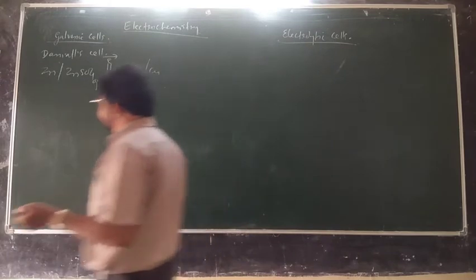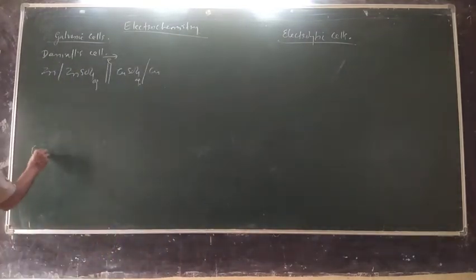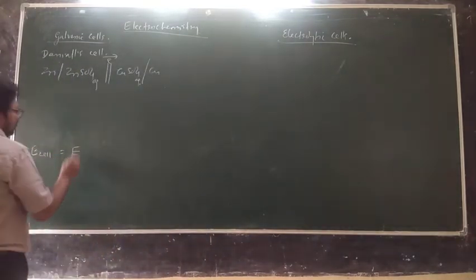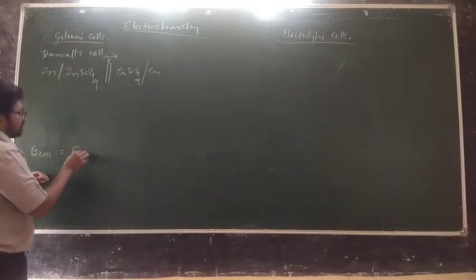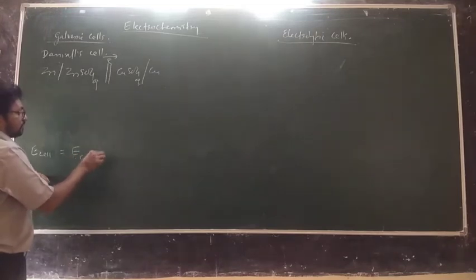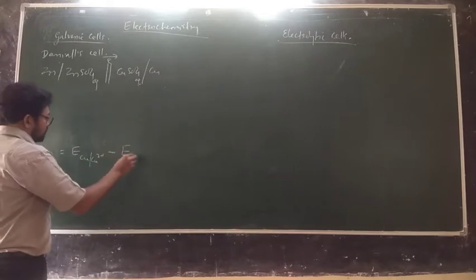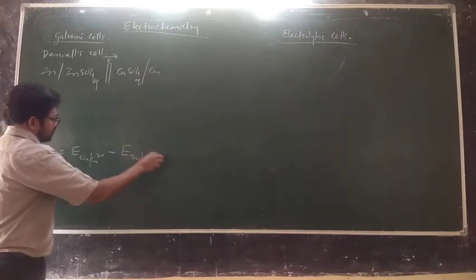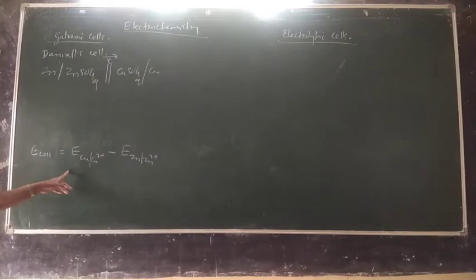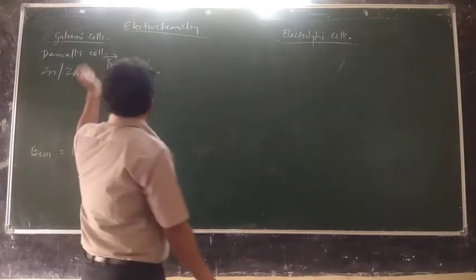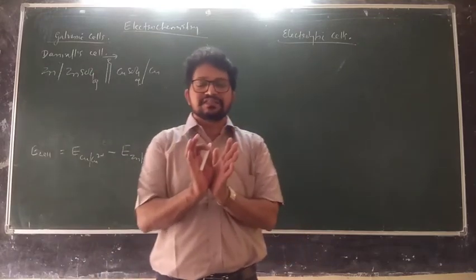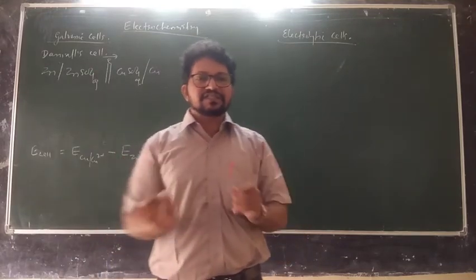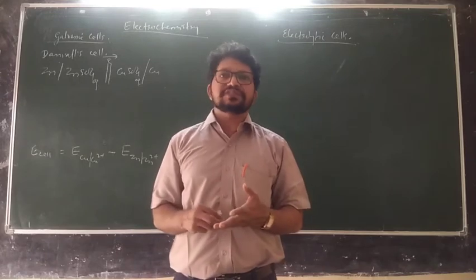So the EMF of the cell you can calculate by the equation. E of cell is E naught of the cathode, that is, E of cell is the electrode potential of cathode, that is copper 2 plus, minus the electrode potential of zinc, E of cathode minus E of anode. The right hand side electrode is cathode, and cathode always undergoes reduction.